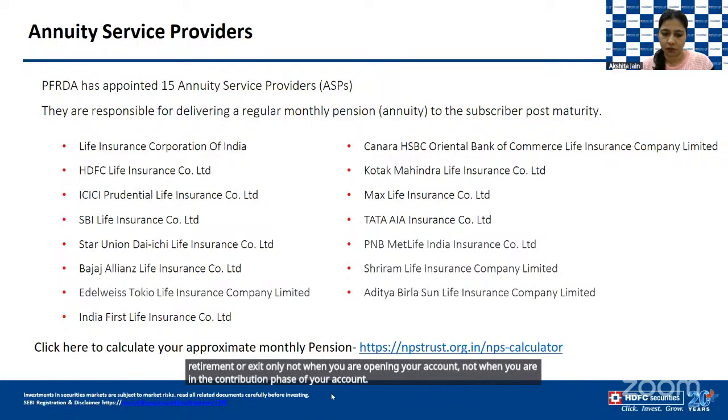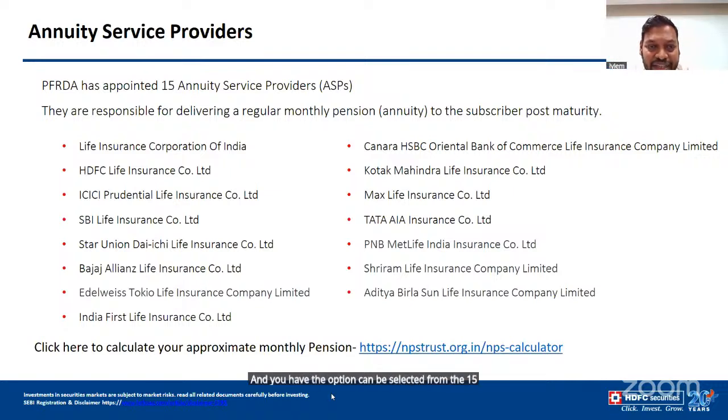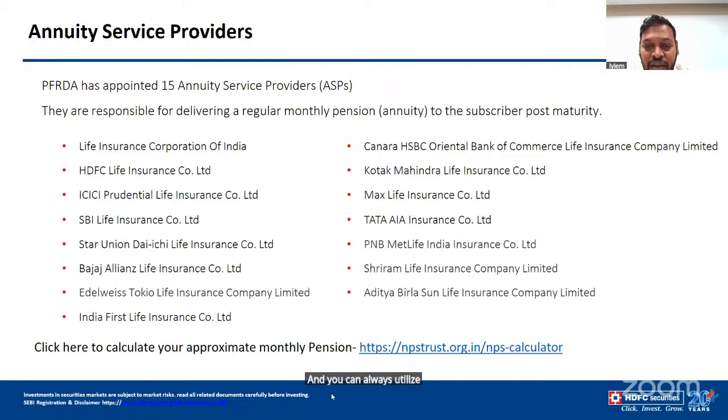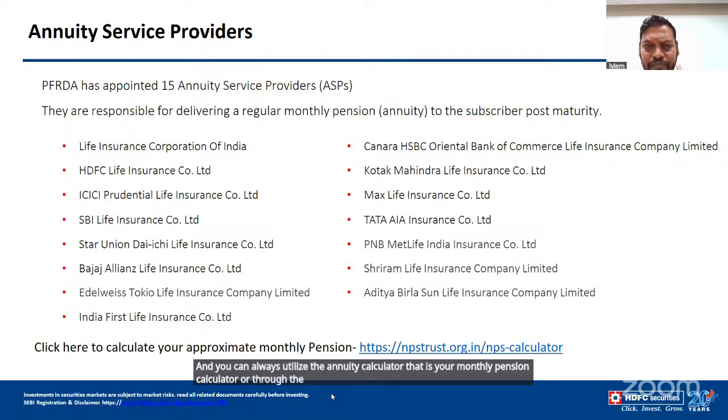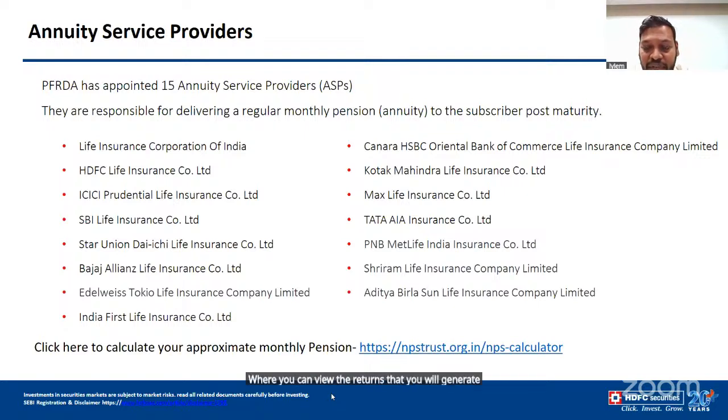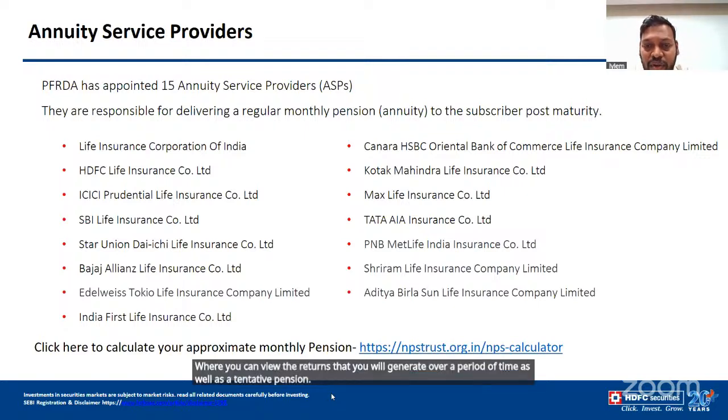Any of the options can be selected from the 15 annuity service providers that are there, and you can view the annuity quotes on the CRA platform as well. A simple Google search on annuity quotes in NPS will give you an option to input your amount that is there in NPS, and you can view each of the annuity service provider quotes for all the plans. And you can always utilize the annuity calculator, that is your monthly pension calculator, on the NPS Trust website, where you can view the returns that you will generate over a period of time, as well as a tentative pension that is applicable on the total corpus.